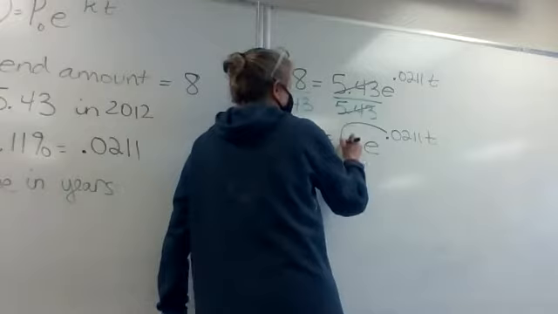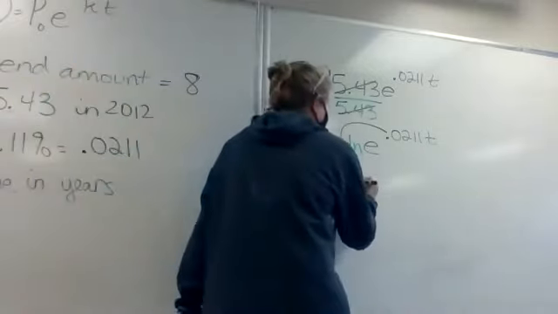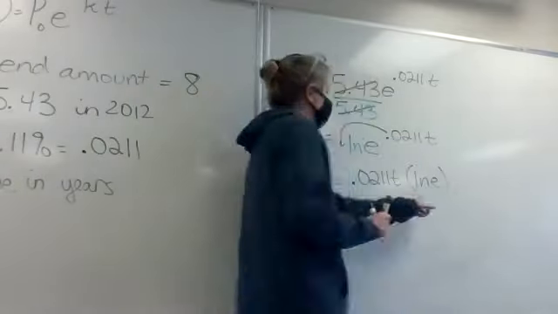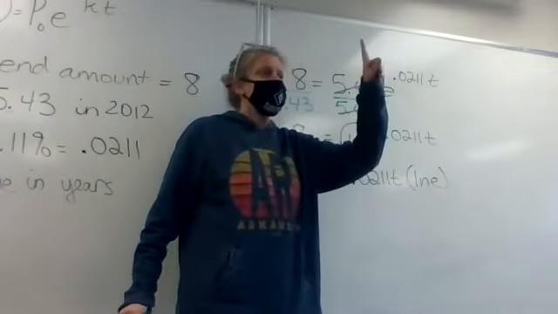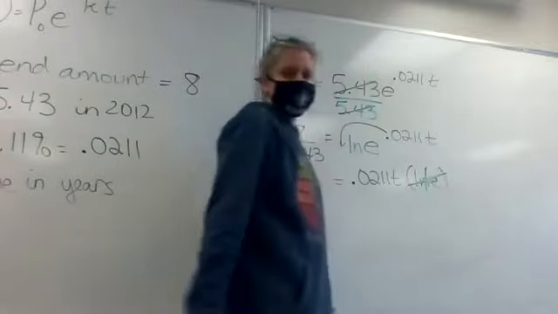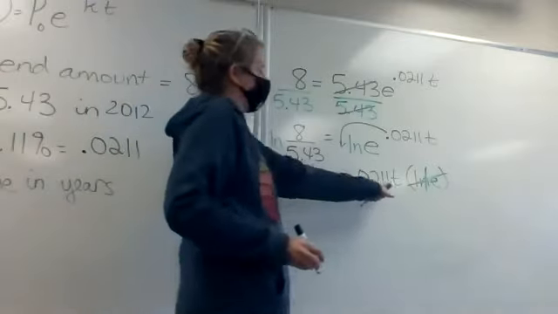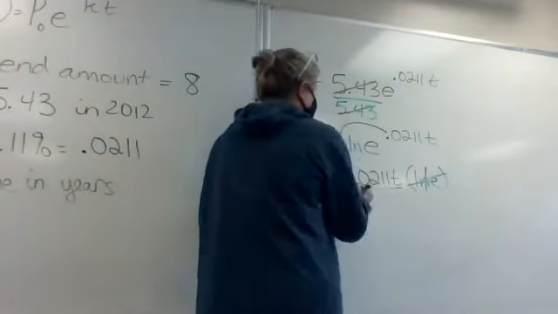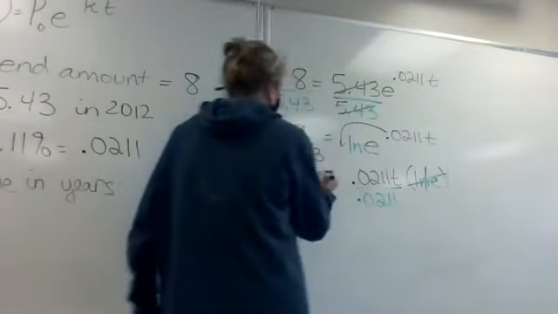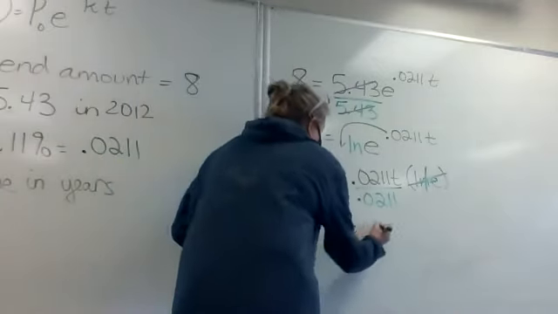So again, that lets me bring the exponent down now. So I have 0.0211 T times ln of E. But remember, what is this equal to? It's 1. So this right here, you don't even need to see it. So what do I need to do to get this T by itself now? Divide by 0.0211. So now my T is alone.